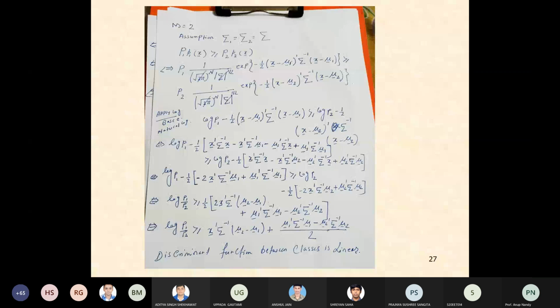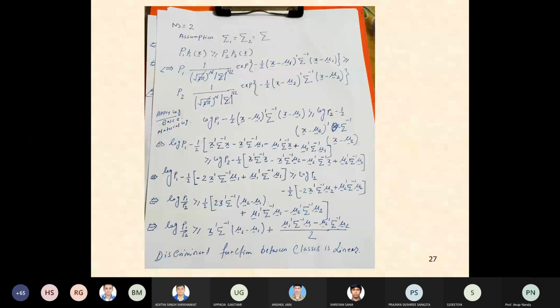And if your variance-covariance matrices are not equal, then you will have a non-linear boundary due to this quadratic term. You will have this quadratic term because you will have this square term. So these are very important things.